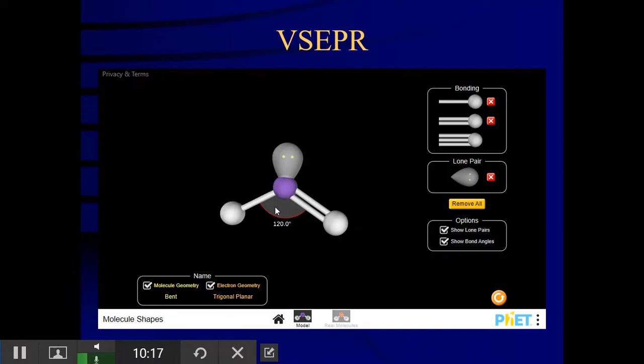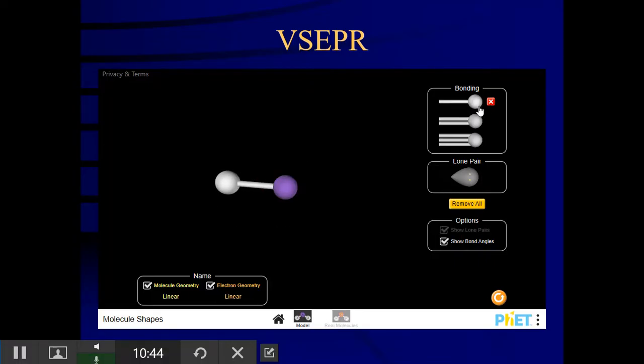So ladies and gentlemen, this is one of the limitations of this PhET simulation. The angle is not actually 120. It's less than 120. It might be like 119. You don't need to know an exact number. All you need to be able to express is that the angle is slightly less than 120. All right, let's keep moving.